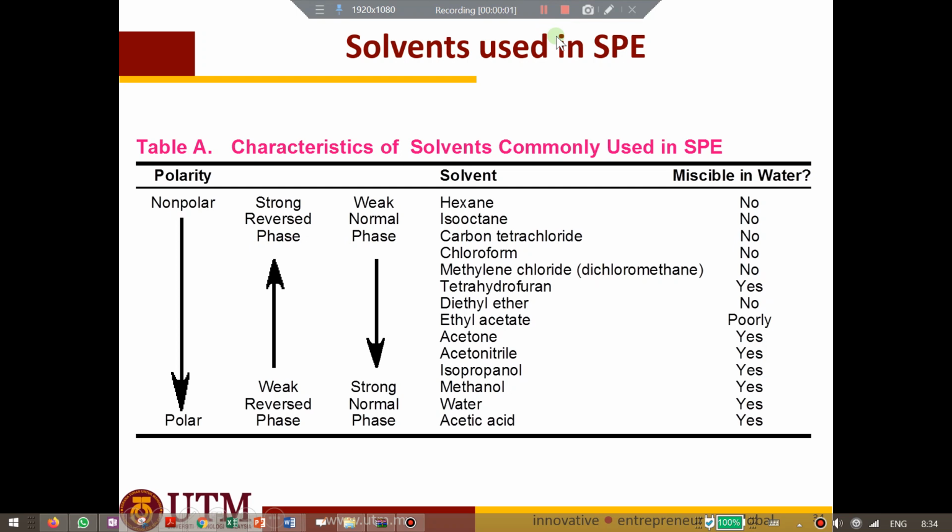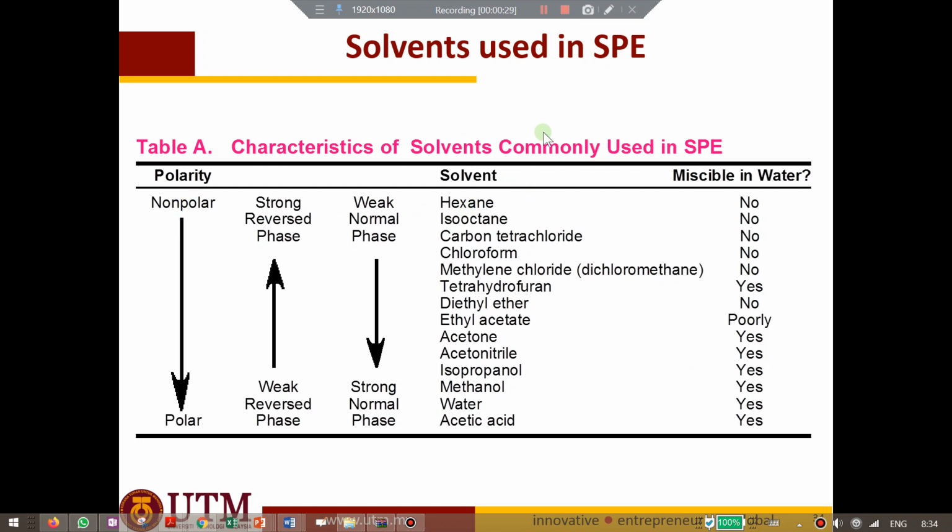Right, here is the solvent used in the SPE. It is about the same as the solvent that we have seen during the conventional type of extraction method in the LLE. The non-polar one is the strong reverse phase and weak normal phase. You need to understand it just like this. The others are about the same.